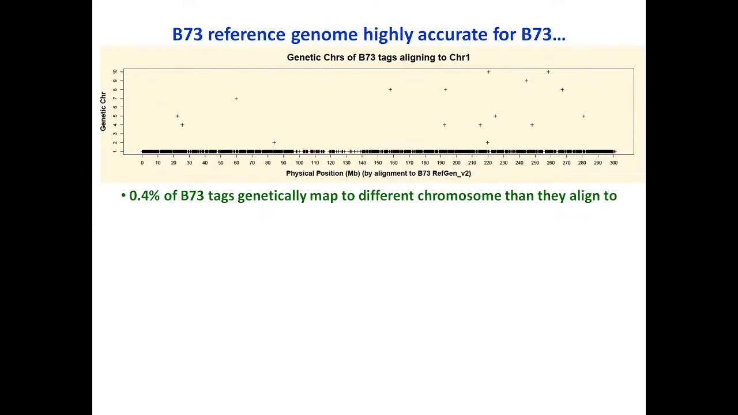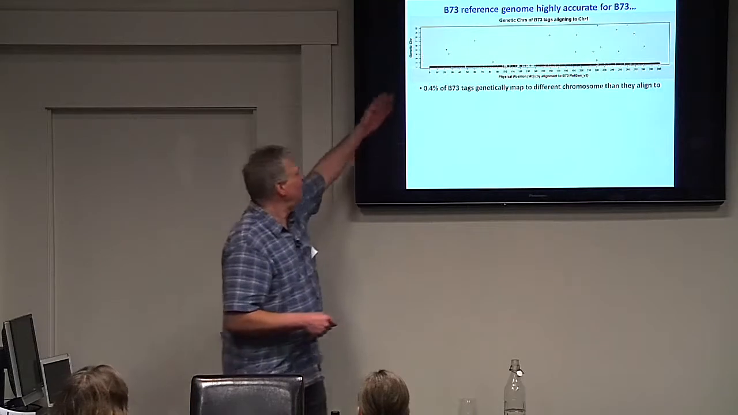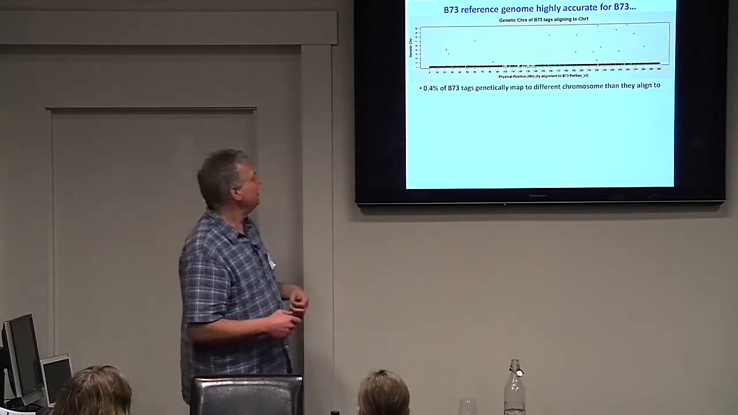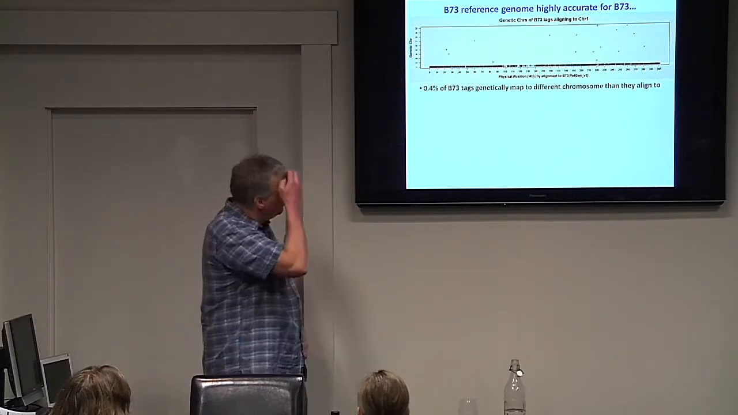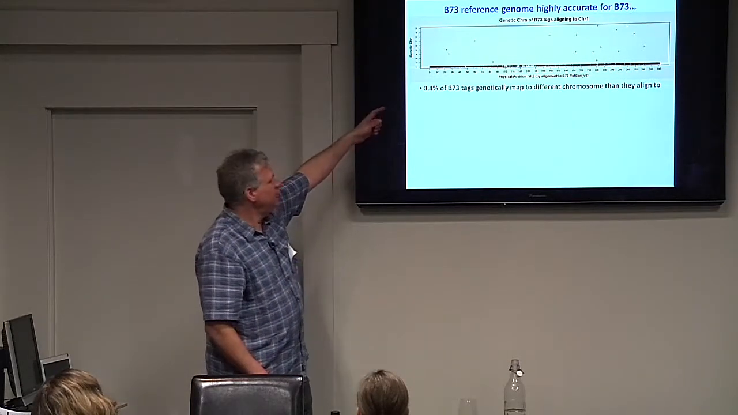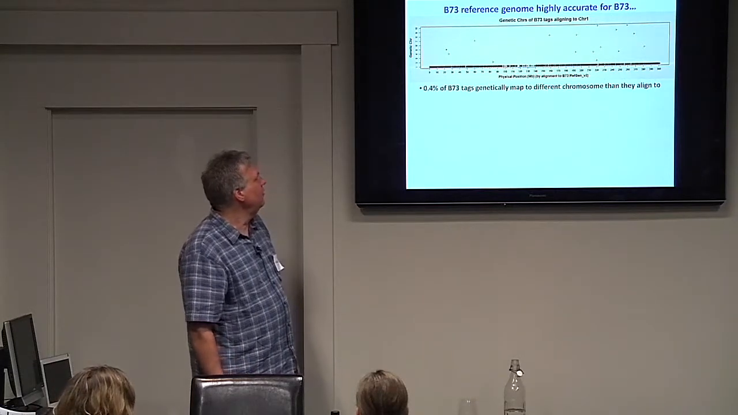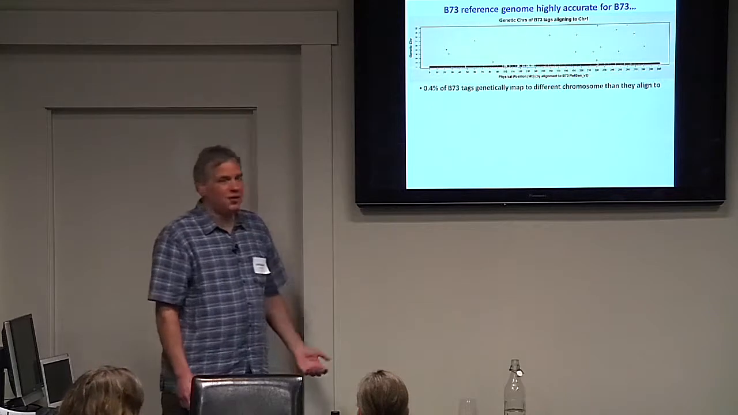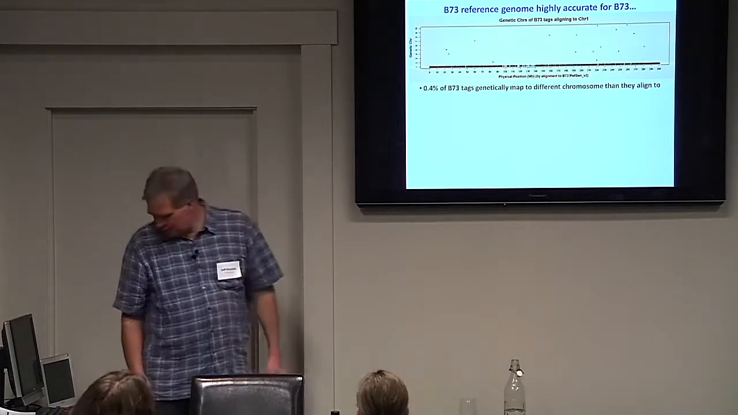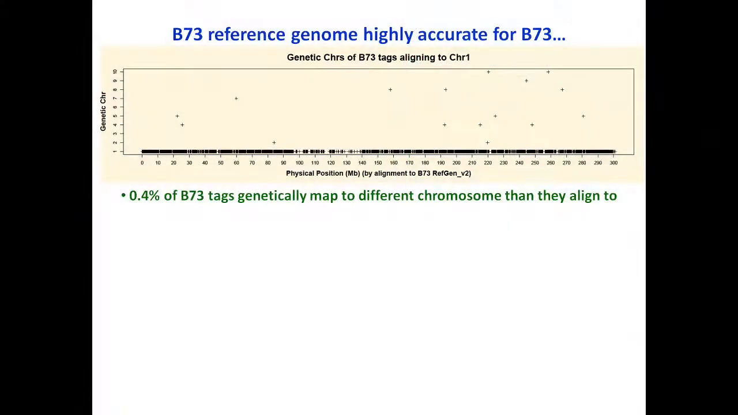But then asking, when you do the genetics, like I just showed you how I did the segregation test, where do they map to genetically? Most of the time, they map to chromosome 1, genetically as well as physically, which is good. There's only 0.4% of the tags that genetically map to a different chromosome than the one that they align to. That could be sampling error or little mistakes in the reference genome. So that looks great. The B73 reference genome is really good for B73.